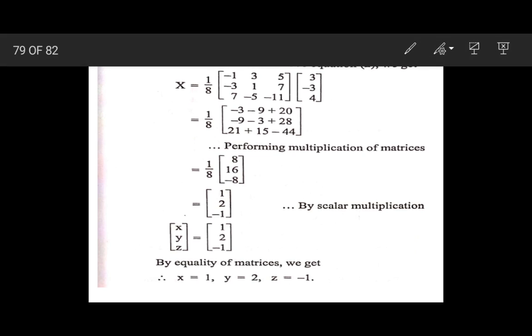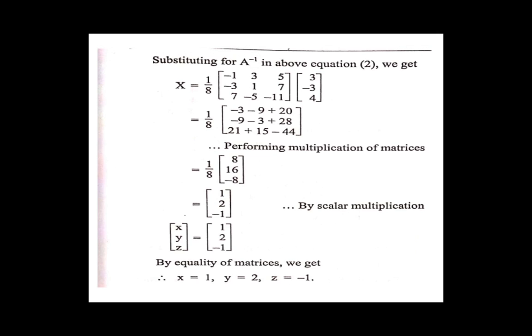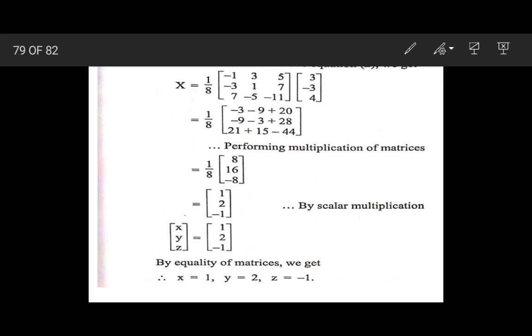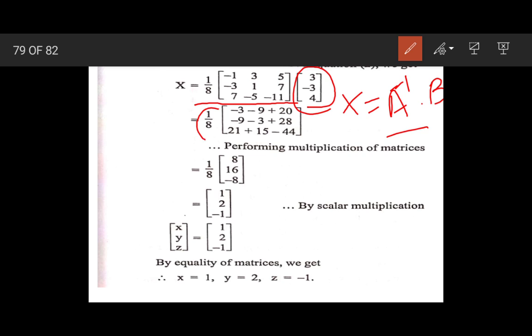Now, after this, what we have to do? We have to substitute the A inverse value in the equation. Which equation? The equation is X is equal to A inverse into B, where this is A inverse. So, A inverse is 1 upon 8 into this matrix into B. B is a matrix of constants. So, B is this matrix. Okay. Now, solve this. So, keep 1 upon 8 as it is and do the multiplication.